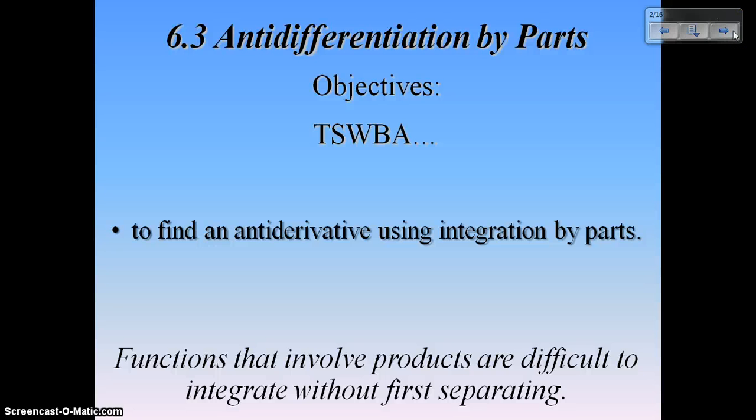Today we look at antidifferentiation by parts. Yesterday we looked at section 6.2, antidifferentiation by substitution, which was used mainly in composite function situations. The antidifferentiation by parts is used mainly in product situations. If you have two functions being multiplied together, that does create an issue because you cannot just integrate each individual one. That's why we have integration by parts. It breaks up the integral into two separate parts.